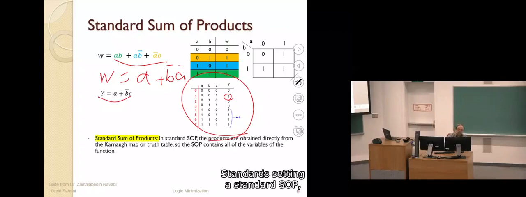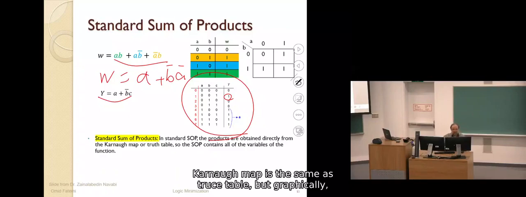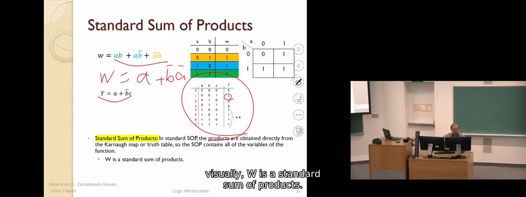In a standard SOP, the products are obtained directly from the Karnaugh map or truth table. We will see the Karnaugh map, because they are the same. Karnaugh map is the same as truth table, but graphical, visual. W is a standard sum of product. Y is not a standard sum of product. Okay.